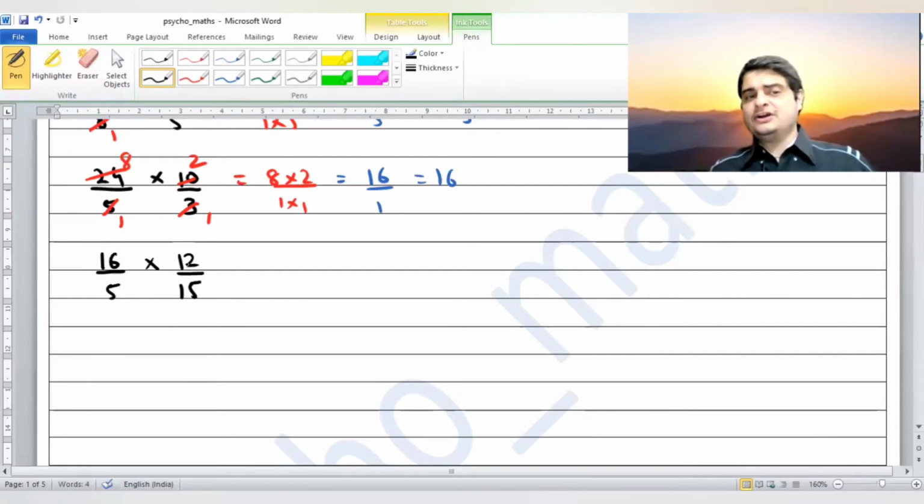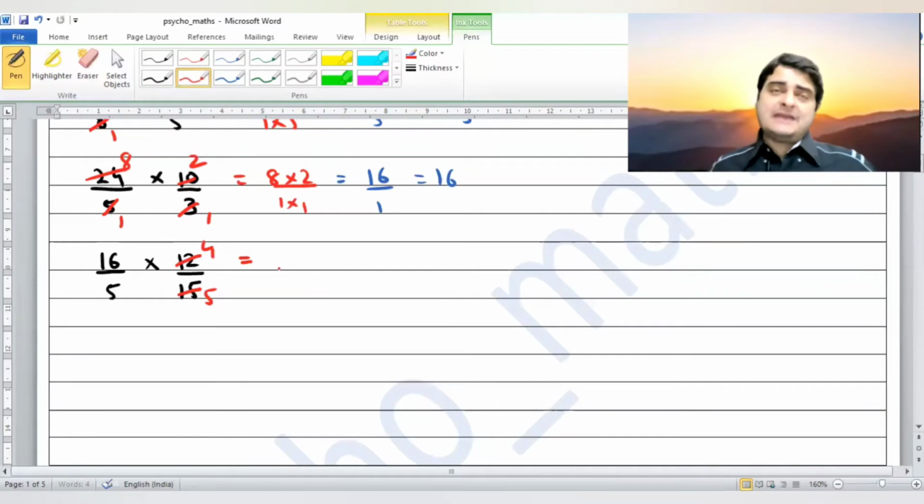See, as 5 cannot go in the tables of 12, 15 cannot go in the tables of 16. So what we need to check somewhere or the other is the same fraction. Here, check the second fraction. In the second fraction, both are divisible by 3. So this is 3 fours and 3 fives.